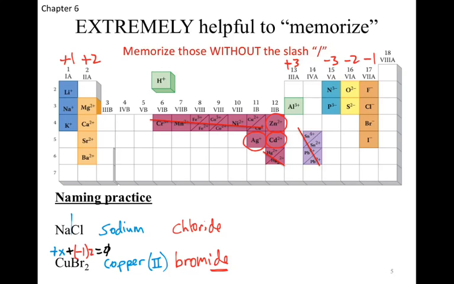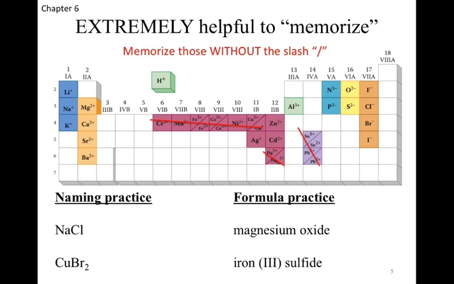Okay. So what we've gone through here is formula to name. Nomenclature is all about being able to name things, which means you have to go both directions. So the other thing you're going to be responsible for is going from the name to the formula. Okay, so how would we go through and do that? We've got a couple examples.